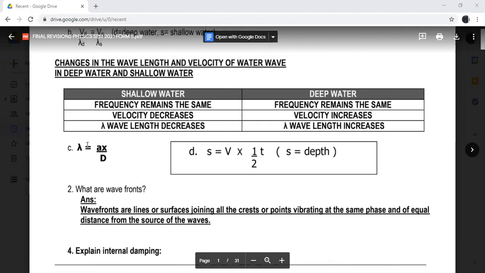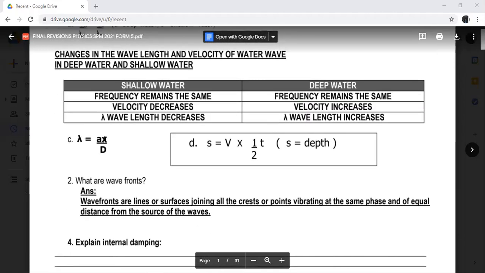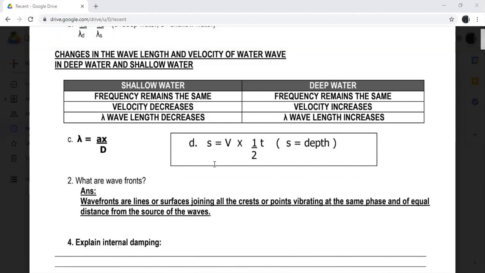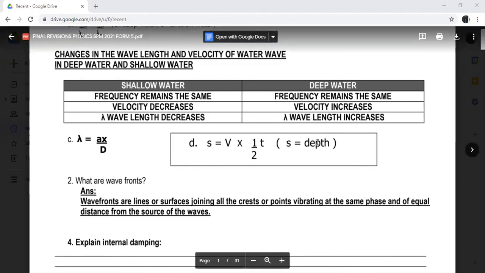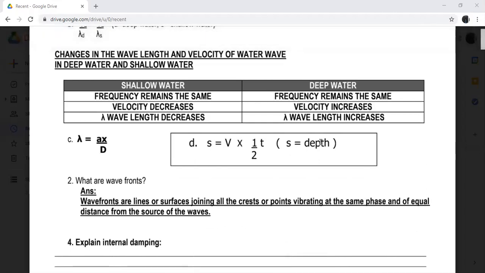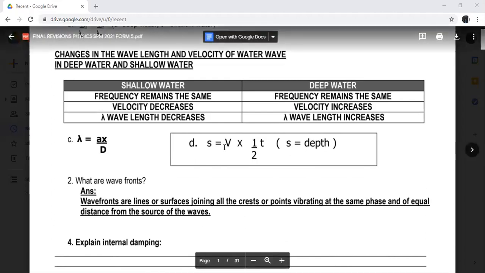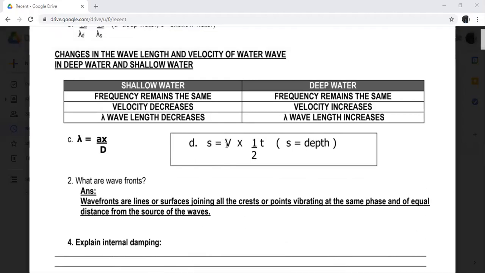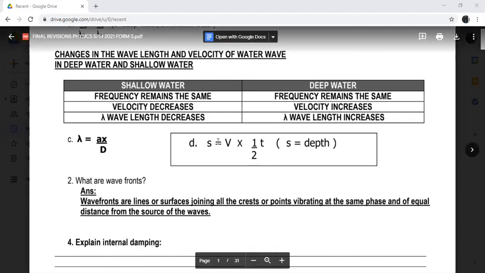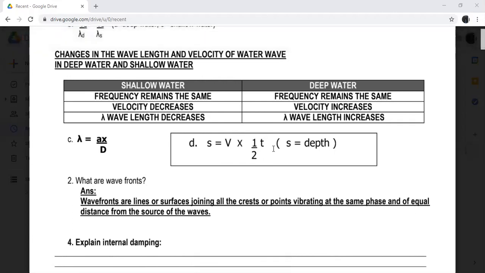Next, we look at another common formula of interference, lambda equals ax per D. Then there's another formula. This is to determine the depth of the ocean, or distance in a cave, or distance from a wall as you produce a sound wave, right? When you use this formula, take the speed of the wave given times half of the time given. The time might be given from when you emit the wave until you hear it back, so take half of it, right? So C is the formula of interference, D is to determine depth or distance.